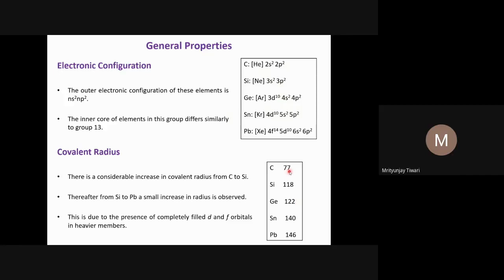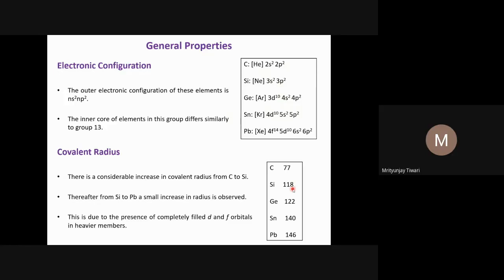Now look into the covalent radius. On this table, carbon is 77 picometers, and from carbon to silicon we see a very large increase in the covalent radius, 77 to 118. After that there is only a slight increase for all the other elements: 118, then 122, then 140, 146. So there is a considerable increase from carbon to silicon, and thereafter from silicon to lead only a small increase in radius is observed.